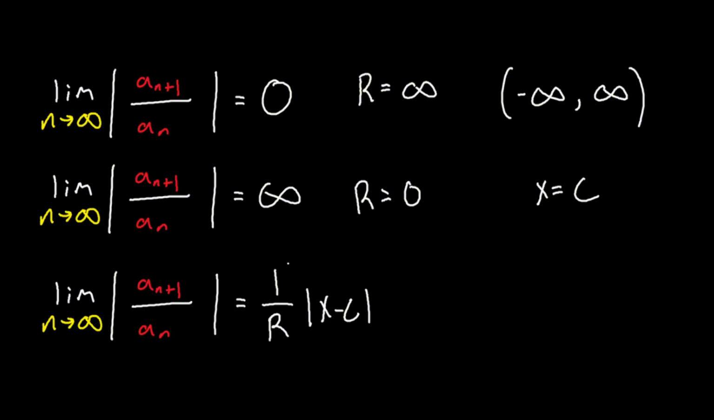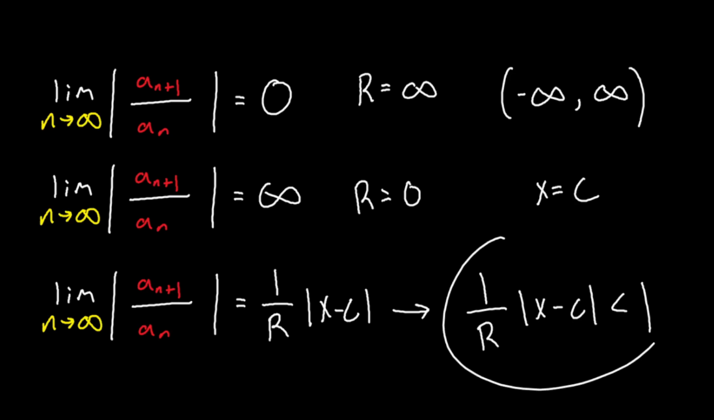But if you get some format of something that looks like this, where you get the absolute value of x minus c, this could also be x minus c squared, that's also possible. If you get the value of x minus c with some coefficient in the front, like 1 over r, you want to set this to be less than 1. If you set this less than 1, you'll be able to find your interval of convergence.